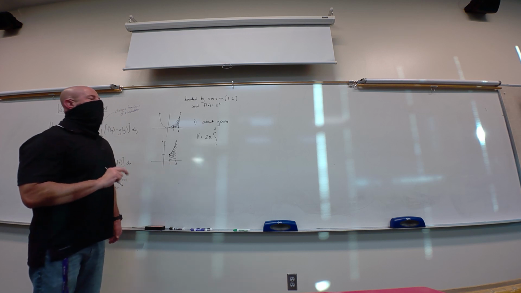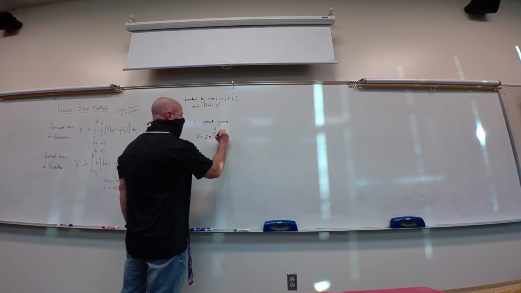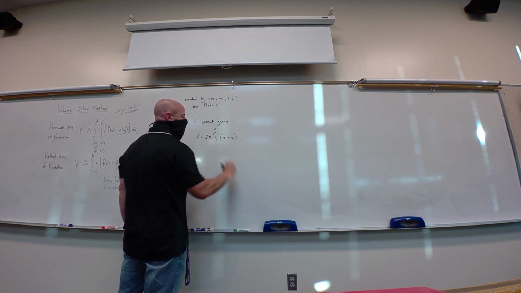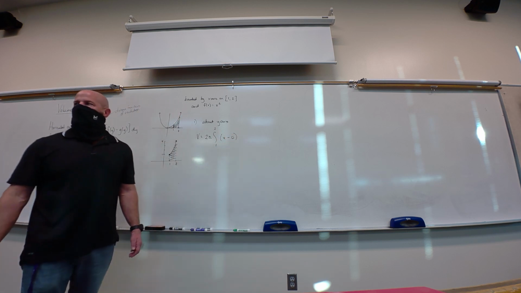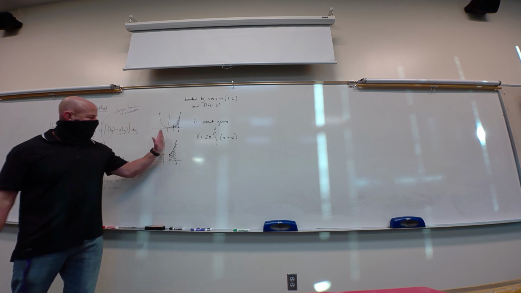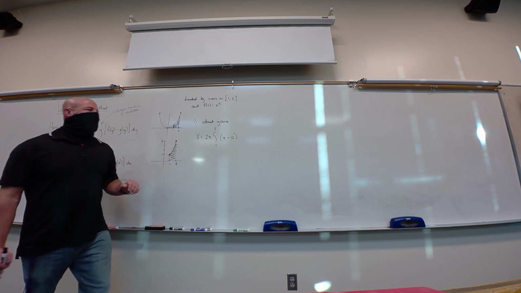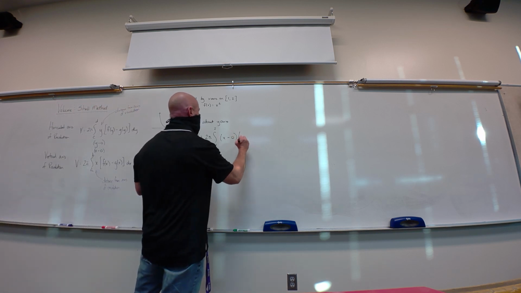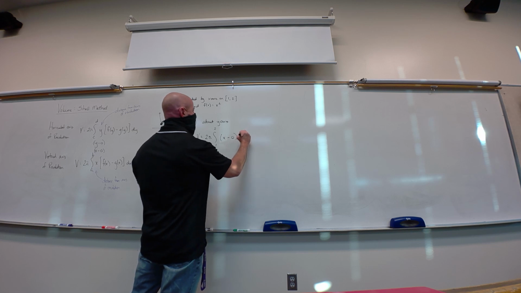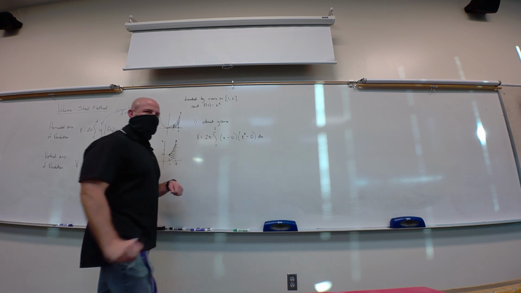Okay. How far am I from the axis of revolution? I am x minus 0 units. x minus 0 because the y-axis is x equals 0. Inside, top minus bottom, x squared minus 0 dx.